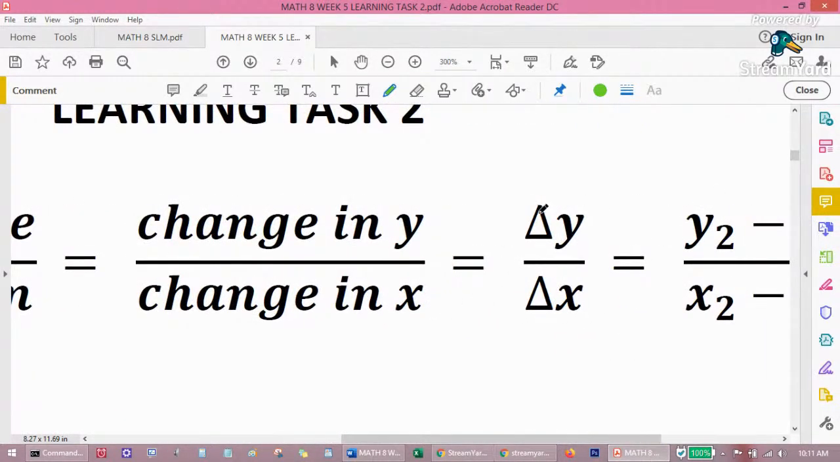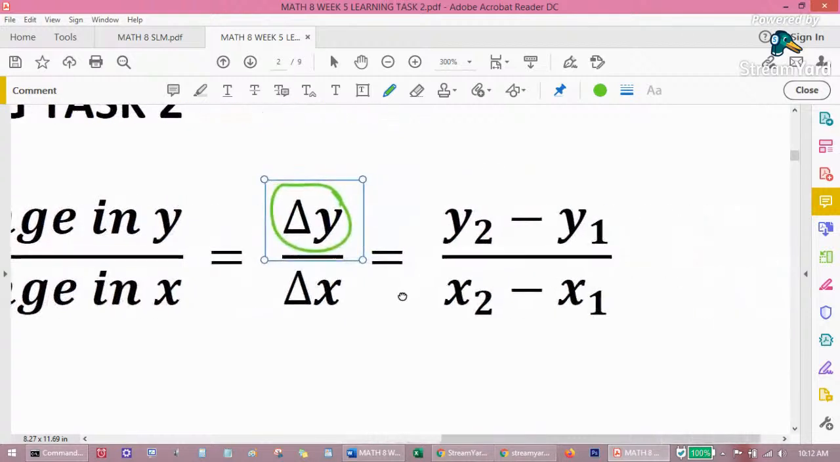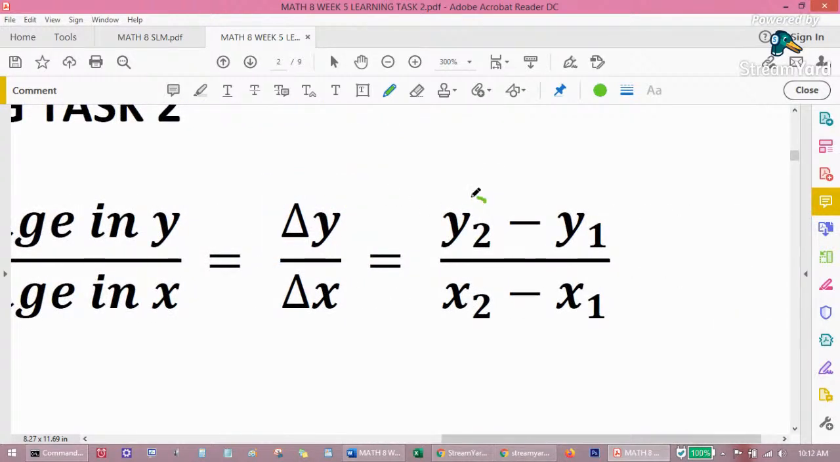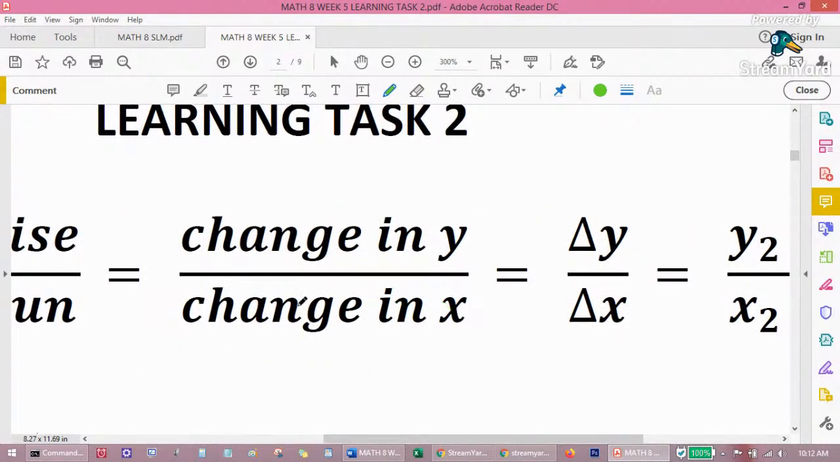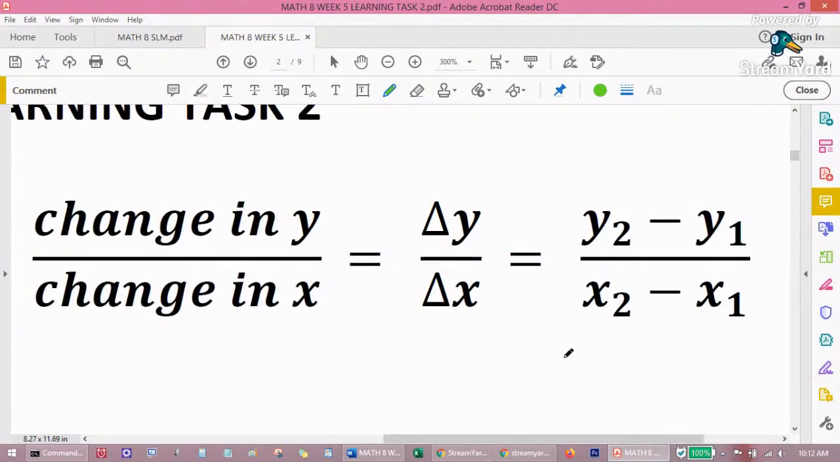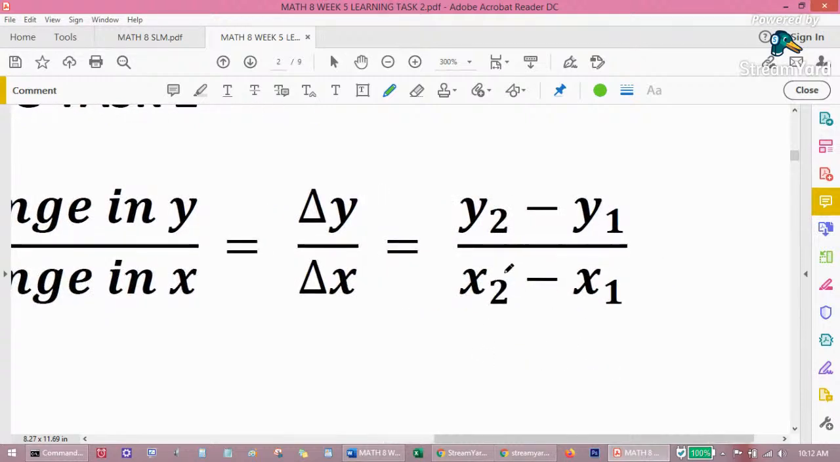And meron tayong formula dito, delta y over delta x. Anong ibig sabihin ng delta y? Delta y is yung y ng second point minus yung y ng first point. And then yung isa, delta x or the change in x. The change in x is delta x. Ibig sabihin nun is yung x ng second point minus yung x ng first point.